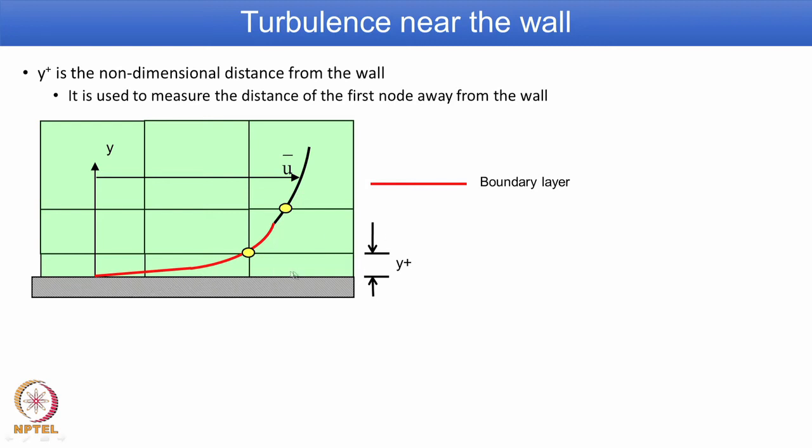Now, here is the description. The shaded portion is a wall and these are all mesh. Horizontal thick lines and vertical thick lines are supposed to be the mesh, and here is a boundary layer profile. If you happen to have a first node, shown here as a yellow circle, for example in your computation, at some distance from the wall, then that will give you the y plus of the first node.